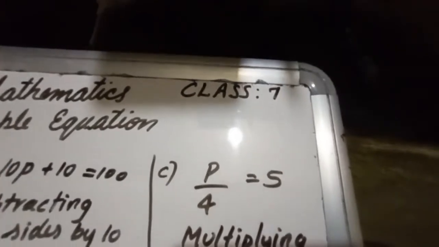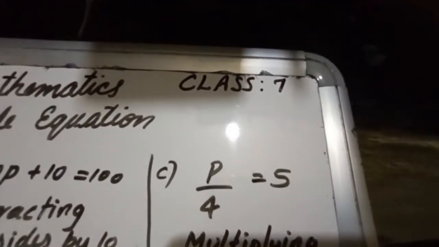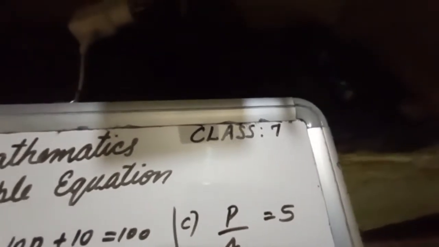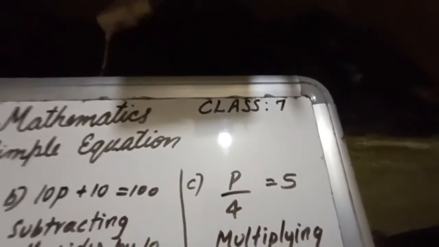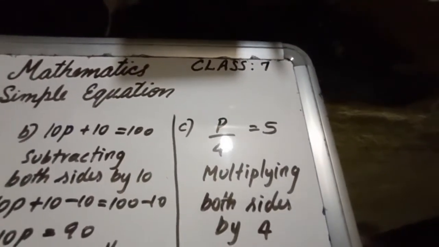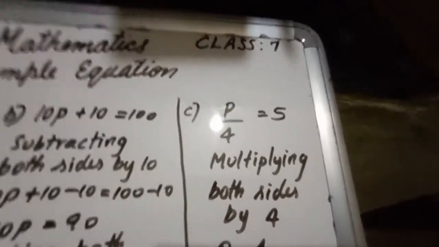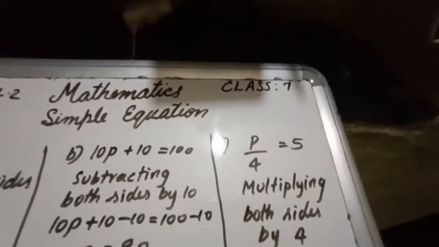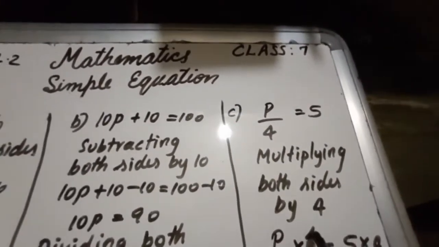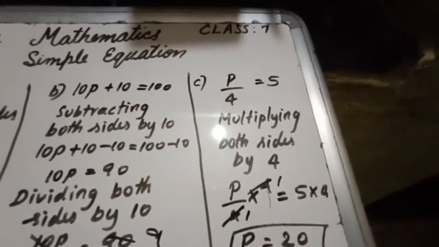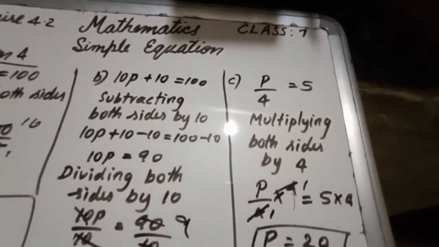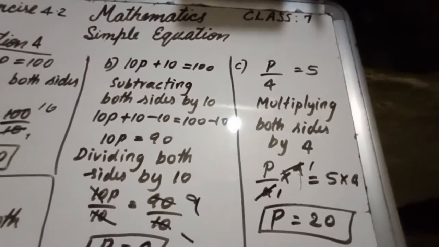P divided by 4 is equal to 5. Now we have to separate. p is already separate, but it is divided by 4. If we multiply both sides by 4, the p will be left out. So 4 gets cancelled. 4 ones are 4. So on the other side, 5 4s are 20. So p is equal to 20. Whatever we do, we have to do for both sides.